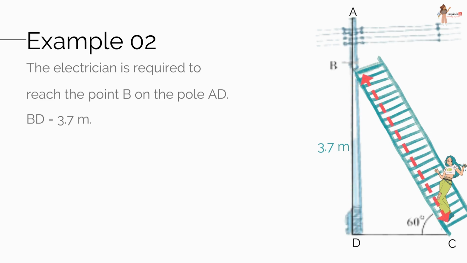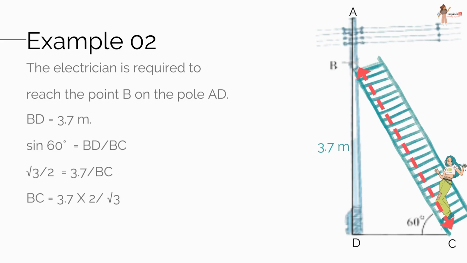Now, since we know the perpendicular and we need to find the hypotenuse, can you think which trigonometric ratio we should consider? Well, of course, it should be sine 60 degrees because sine 60 would be perpendicular upon hypotenuse. That is, sine 60 degrees is equal to BD upon BC. Root 3 by 2 is sine 60, so it will be root 3 by 2 equal to 3.7 by BC.